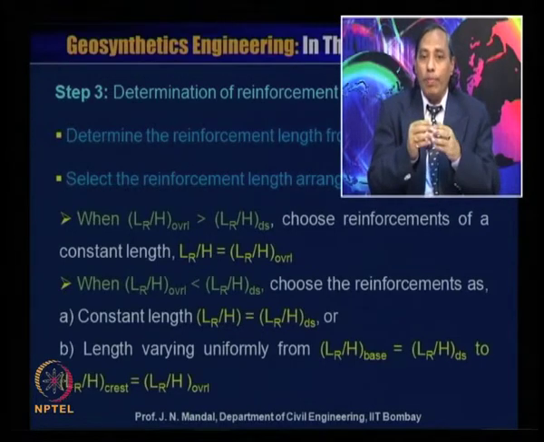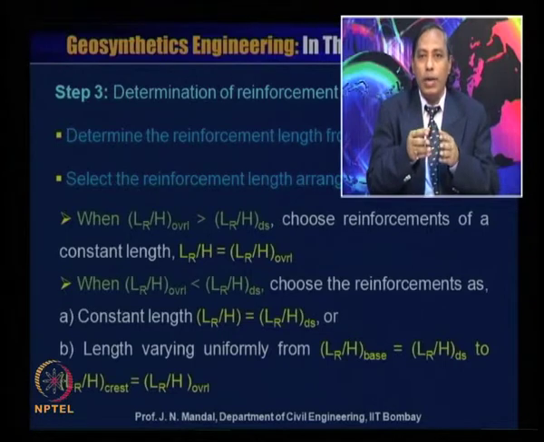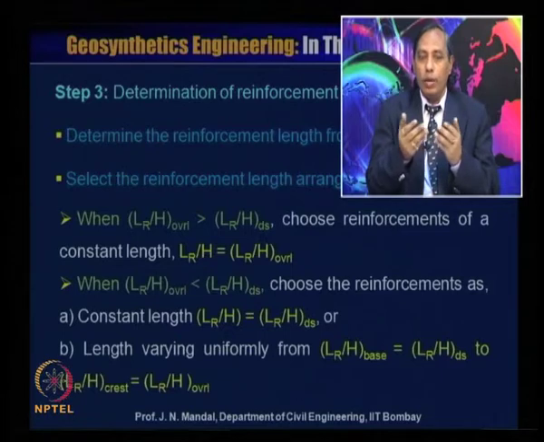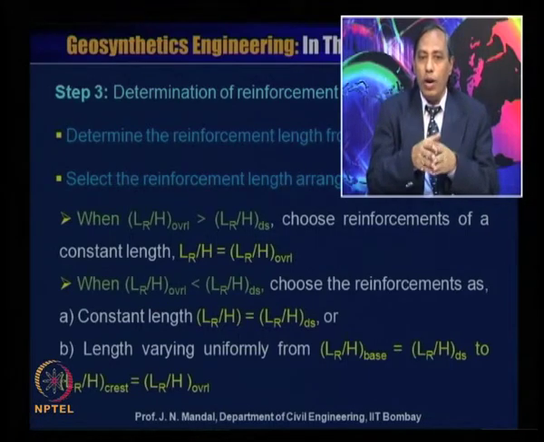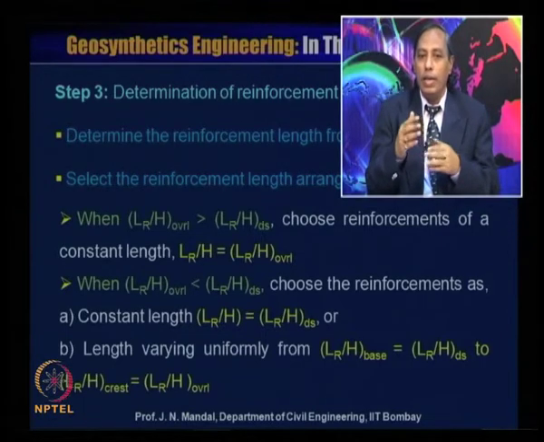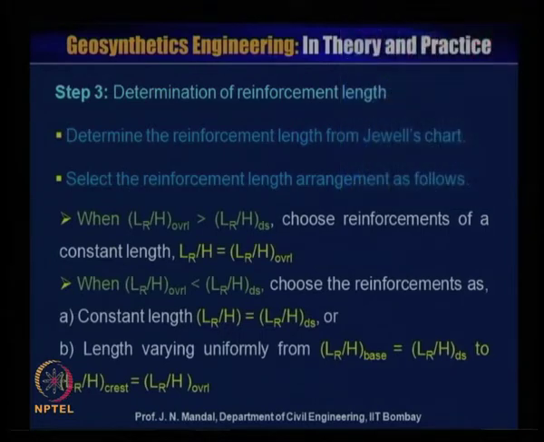So you can then, based on the LR by H value due to the direct sliding or LR by H value due to the overturning, determine what should be the length of the geogrid. If it is LR by H greater than LR by H direct sliding, then LR by H will be LR by H overall, and if it is not, then you can think about the constant length, or you can think about how the length varying can be done in this method.